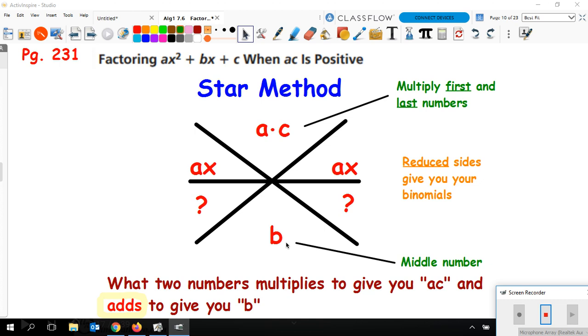And if it's a positive, I put plus. If it's a minus, I put minus. Same thing I do up here. If I'm going to be multiplying and it's going to be positive, I put plus. If it's a minus, I put minus.